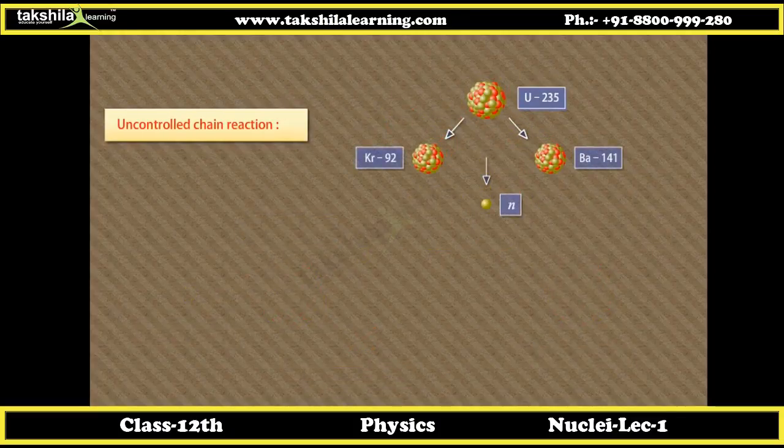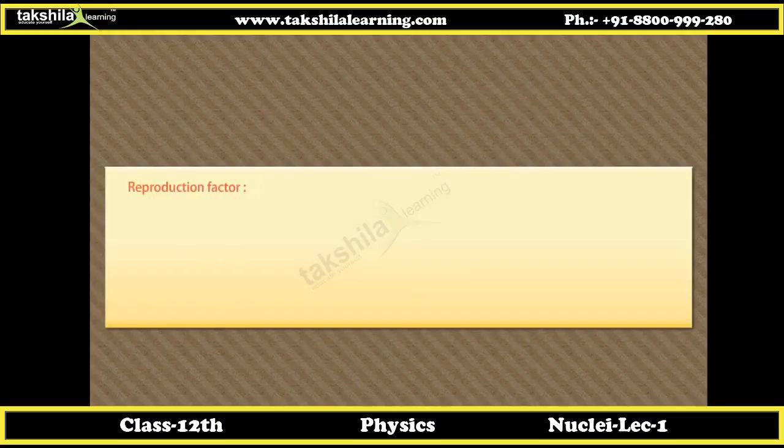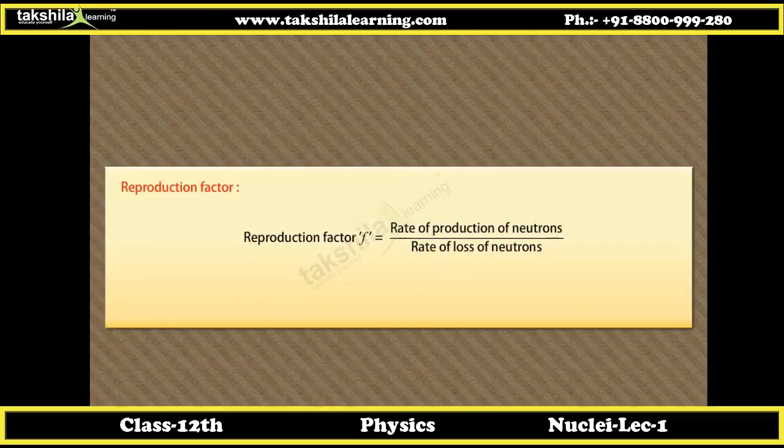Uncontrolled chain reaction. In this process, out of 2 or 3 neutrons produced per fission, on the average, more than one neutron causes further fission, and so there is no control on the fission process. Thus, this is a very fast reaction, and a huge amount of energy is released in a very short duration, and takes the form of a violent explosion. This energy is harmful and forms the principle of the atom bomb. Reproduction factor. It is defined as the ratio of the rate of production of neutrons to the rate of loss of neutrons.